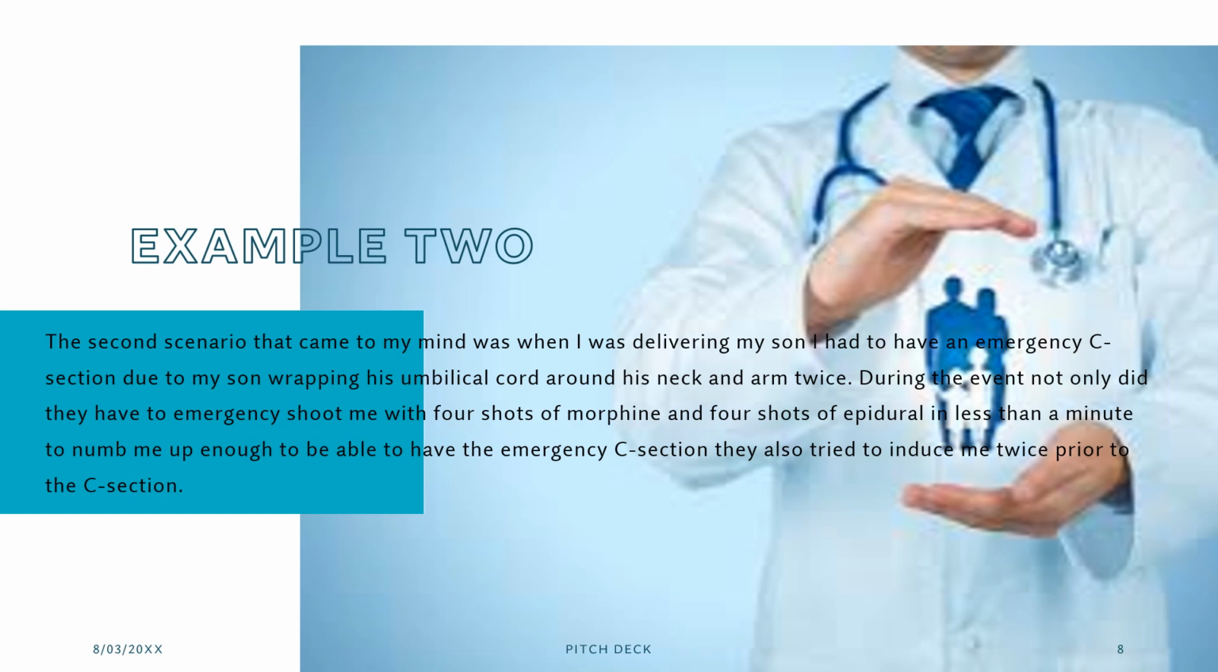The second scenario that came to my mind was when I was delivering my son and had to have an emergency C-section due to my son wrapping his umbilical cord around his neck and arm twice. During the event, not only did they have to do an emergency C-section, they had to give me 4 shots of morphine and 4 shots of epidural in less than a minute to numb me enough to be able to have the emergency C-section. They also tried to induce me twice prior to the C-section.